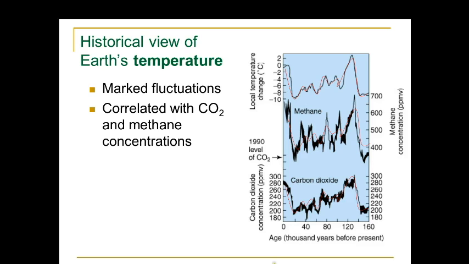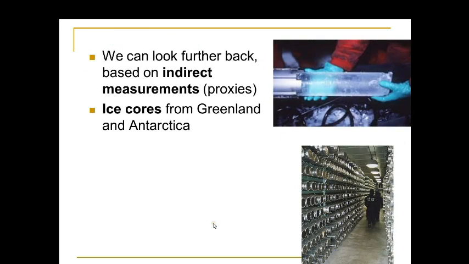So, as we noted, there's a correlation with the CO2 and methane concentrations between those two and the temperature. As I mentioned, we can look further back based on indirect measurements. We can't go back 10,000 years and take a measure of the temperature with a thermometer, so we use things like ice cores from Greenland and Antarctica in order to determine what was going on at that time climate-wise.